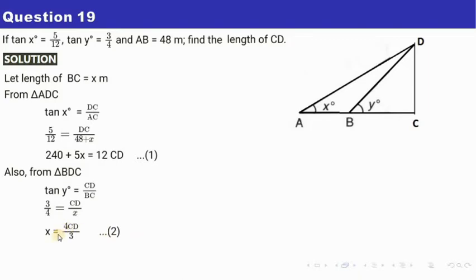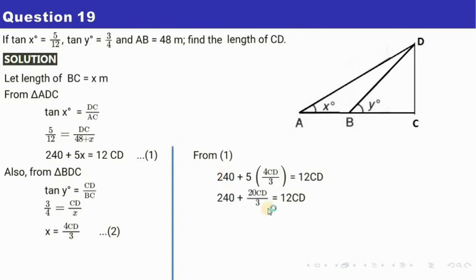Now let me substitute the value of x as 4 CD by 3 in equation 1. From 1 we get 240 plus 5 into x, and instead of x I have written 4 CD by 3, equals 12 CD. From here you will calculate CD. For example, 5 into 4 is 20. So simplify this.